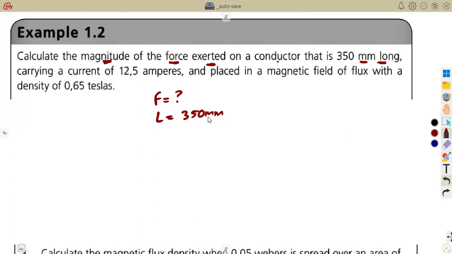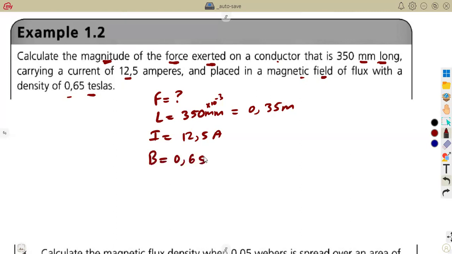350 millimeters. Remember, milli is times 10 to the exponent of -3. This is going to give us 0.35 meters, the length in meters, carrying a current of 2.5 amps, and placed in a magnetic field with a flux density of 0.65 Tesla. What will be the force?